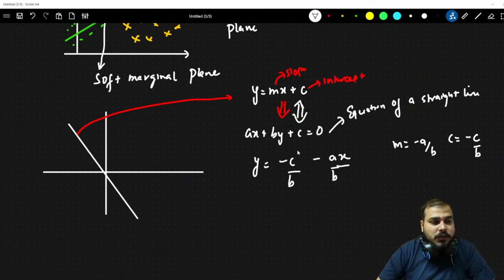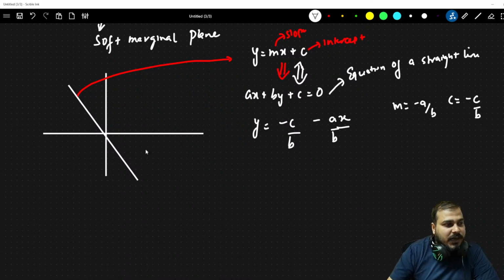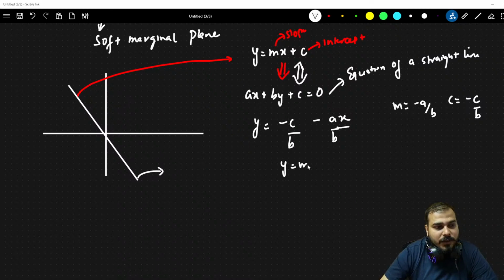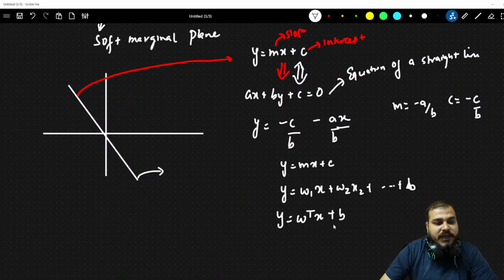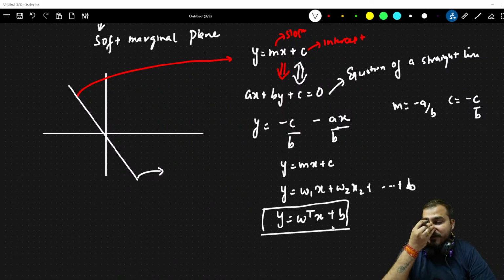So let's consider that this is my equation, and whenever I say y is equal to mx plus c, can I also write something like this? y is equal to w1 x1 plus w2 x2 plus like this plus c, or plus b, same thing, no? So here also we can write y equals w transpose x plus b, same equation, right? We are basically using the same equation. Yes, we can also write it in a different way, but at the end of the day, we are treating the same thing. I hope everybody is clear.